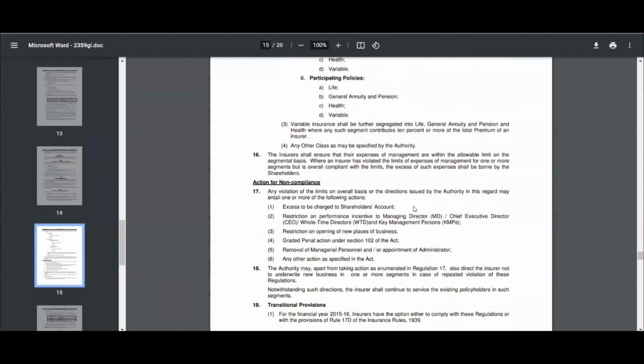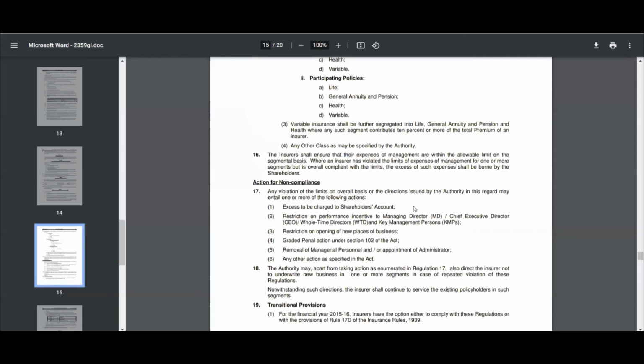That is also one of the important parts, which is regulation 17 of this regulation. When the insurer is not compliant with the overall expense limit, then obviously the excess would be charged to the shareholder account. There might be a restriction on payment of performance incentive for the managing director, chief executive officer, full-time directors or key management personnel. There will be restriction on opening new places of business.